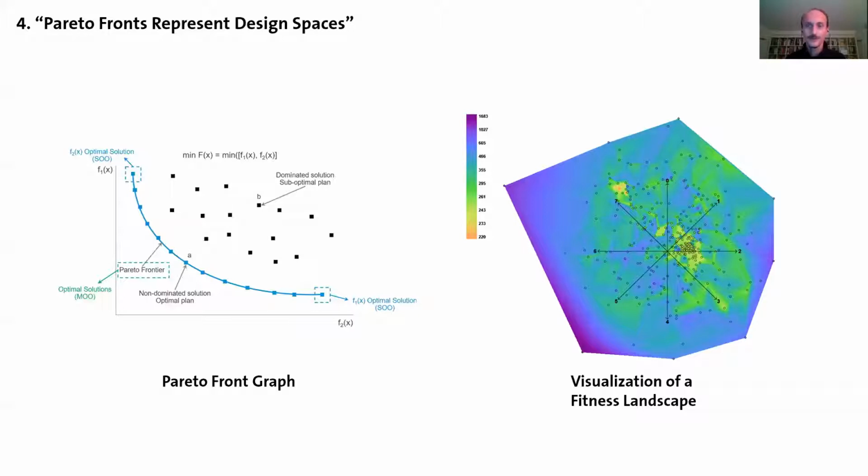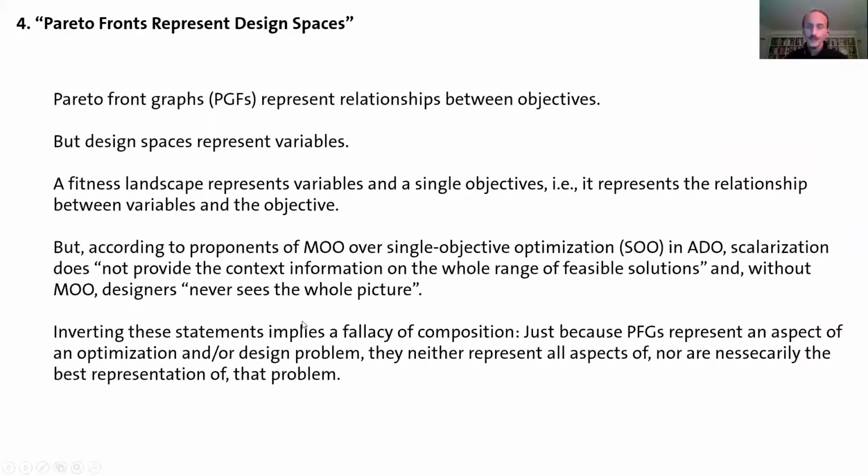Visually, you can already see there's two very different representations here. The key point is that a Pareto front only visualizes relationships between objectives, while other types of representations, like the one on the right, also visualize relationships between design parameters and objectives. And so the point is that Pareto fronts are not the only visualization of optimization results that might be relevant for designers.